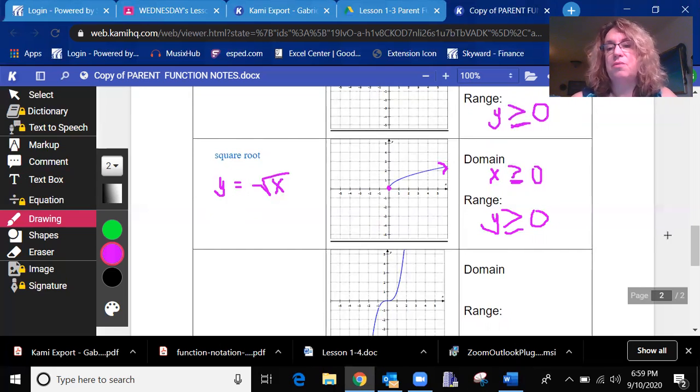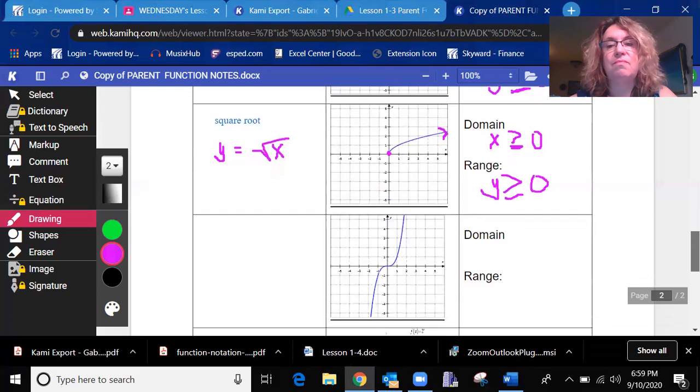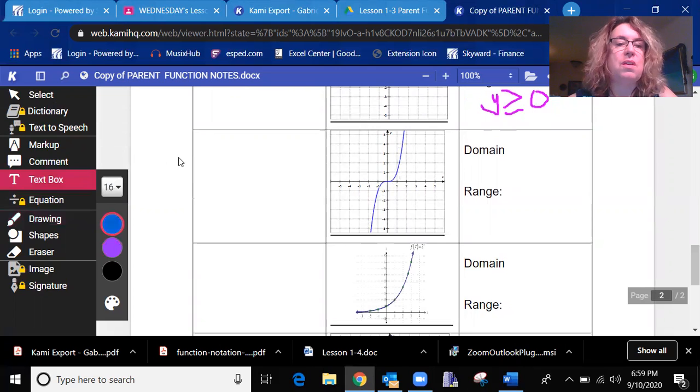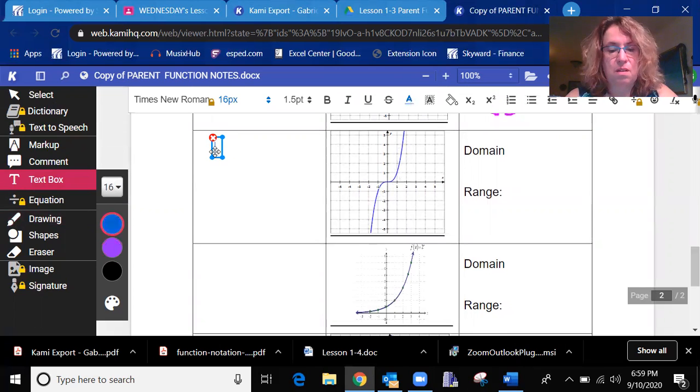Greater than or equal to 0. Next one. This one is kind of a parabola, but it twisted. It wiggles. This one is called the cubic shuffle, or just a cubic. I like down, down, down. I know, I'm weird.